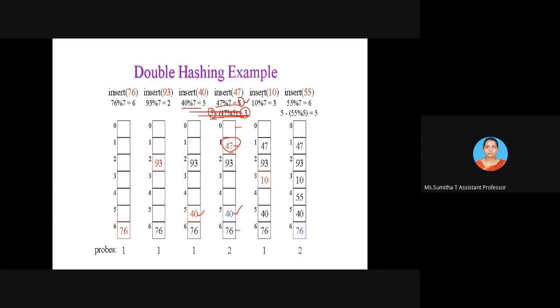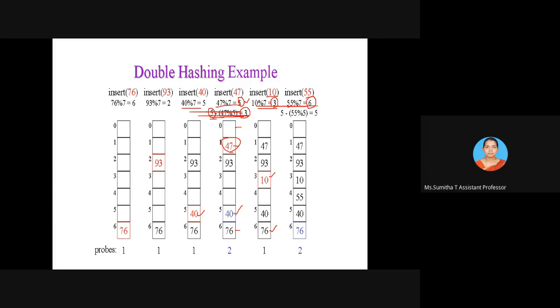Nice. So the next element is 10. Again, finding the hash value, hash key. Here hash key is 3. 3 is empty only, then no problem. I can just insert the element. Okay. Then the last element is nothing but 55. Again, I'm calculating the hash value. That is 6. So already the sixth position is occupied.